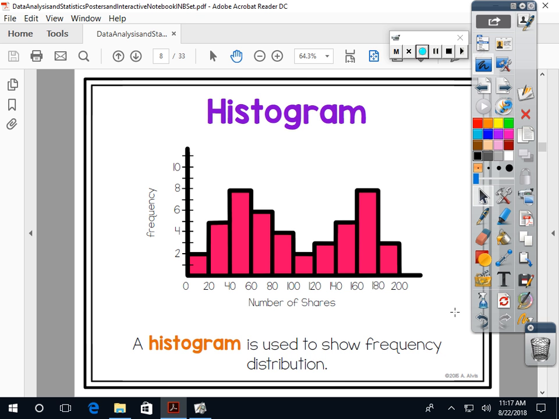A histogram is used to show frequency distribution. Now, a histogram also looks like what other type of graph? A bar graph. But what's the main difference visually? Antoinette?